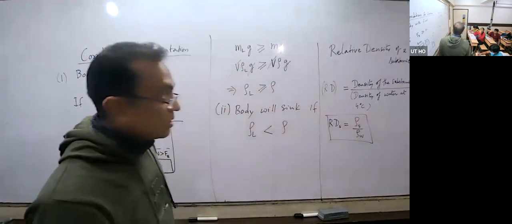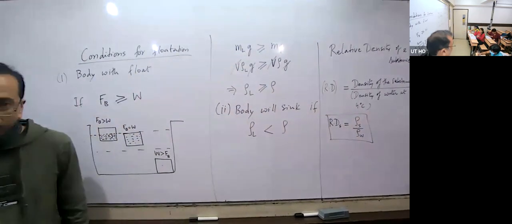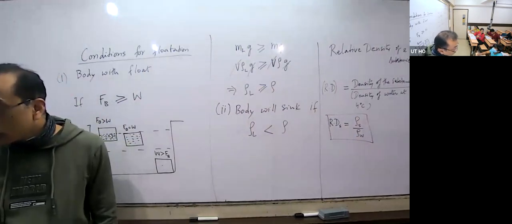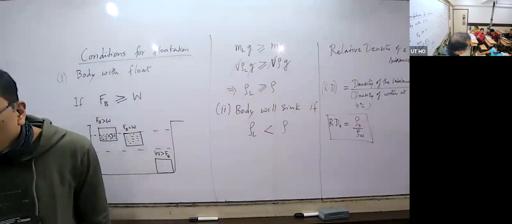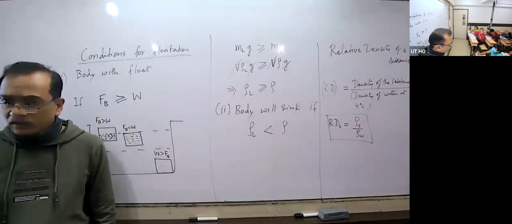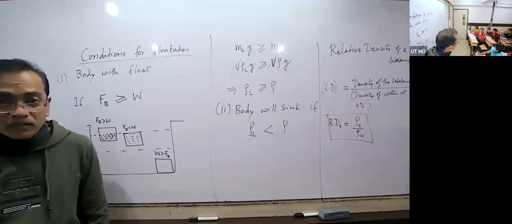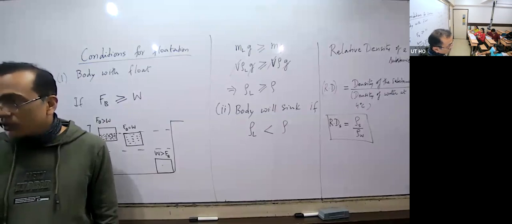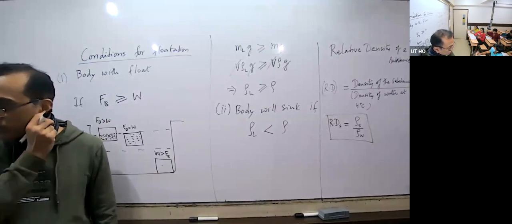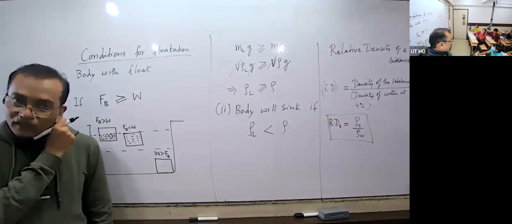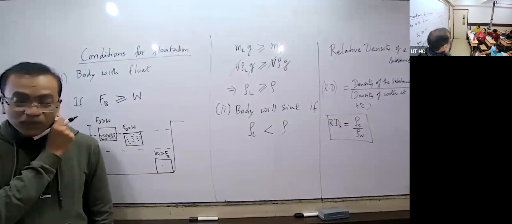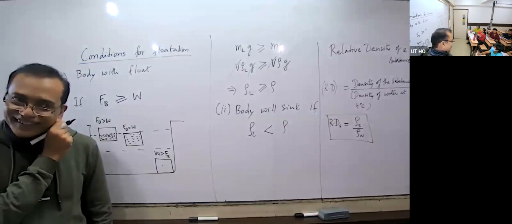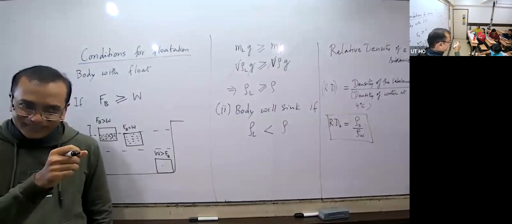Why are we taking density of water at 4 degrees Celsius only? It has a maximum density at 4 degrees. You know that property of water? Anomalous behavior of water. After 4 degrees, it starts expanding. Below 4 degrees, it contracts.